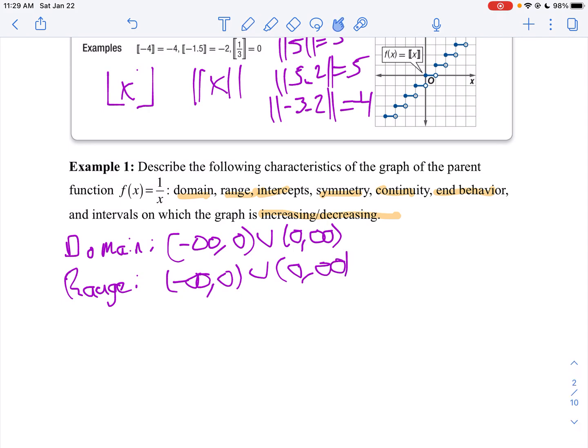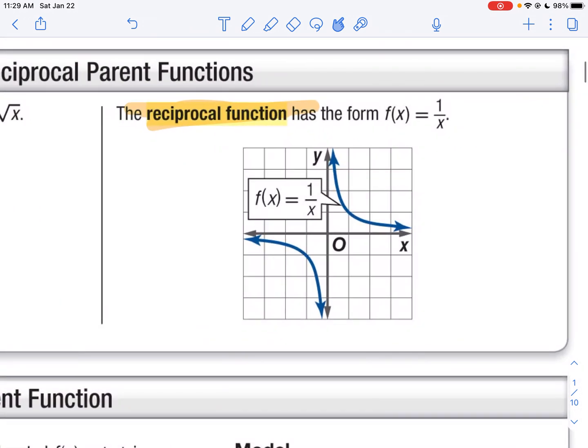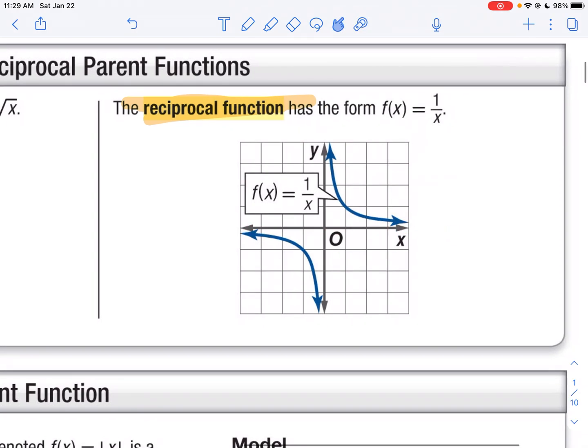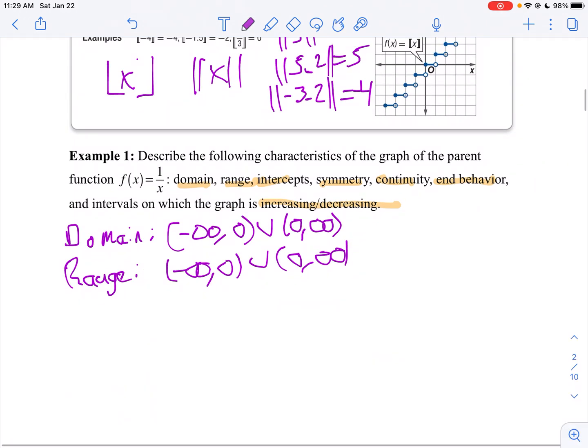Now, if I look at my intercepts, when does our graph cross the y-axis? It doesn't. When does our graph cross the x-axis? It doesn't. There are no intercepts on this graph. So we're going to say no intercepts.